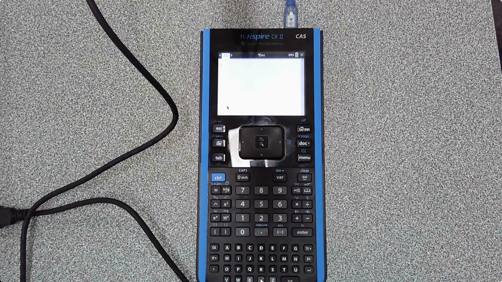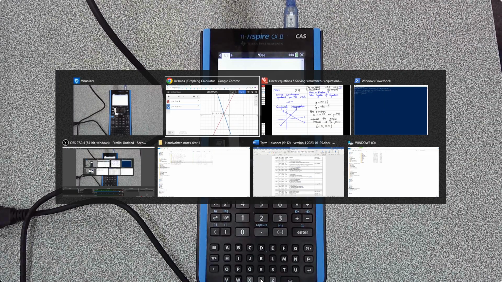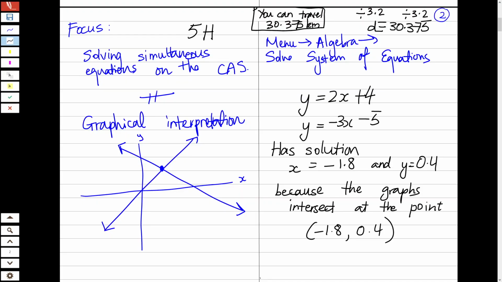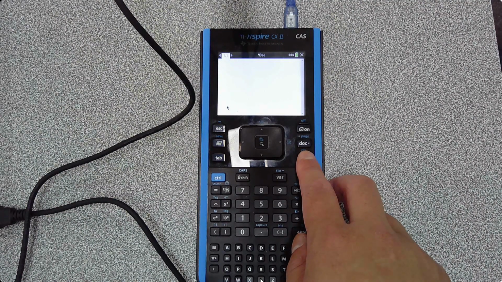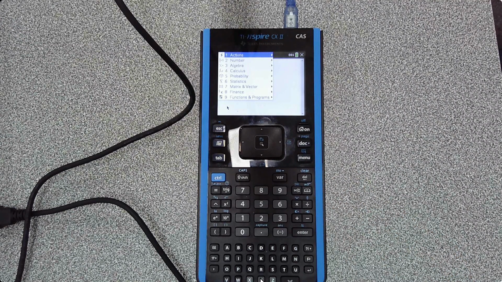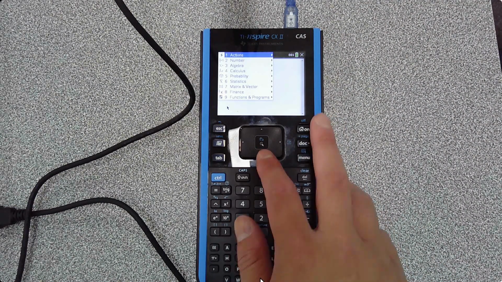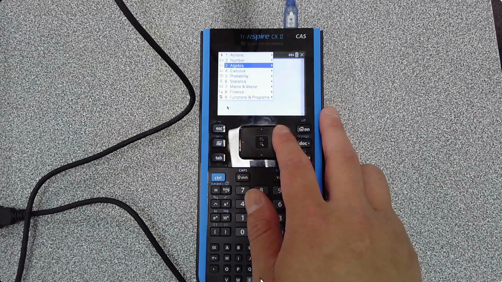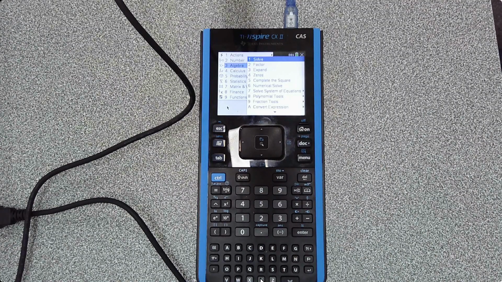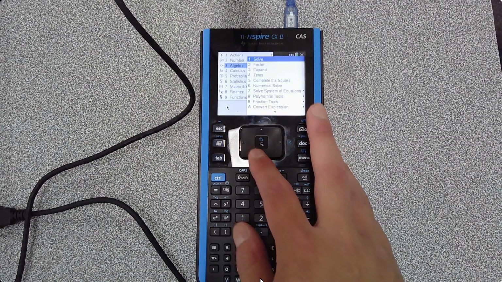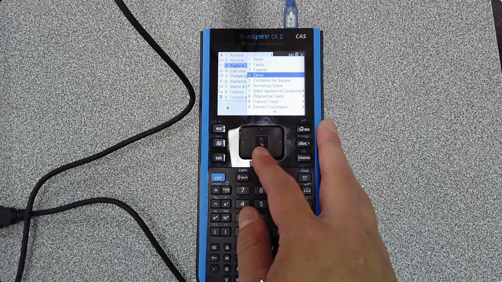Okay, next step. So remember, our goal is to solve these two simultaneous equations, but this time we're going to chuck them into the calculator. So how do you get there? Click on menu, and surprise, surprise, a menu comes up. Click algebra, that's option number 3. Then press the right arrow. This will open up a new menu. Go all the way down to number 7. Solve system of equations. System means there's more than one.